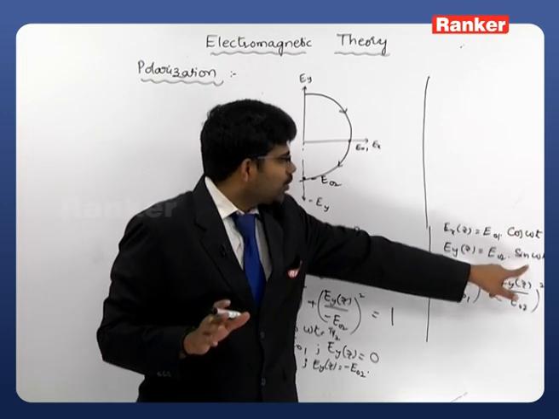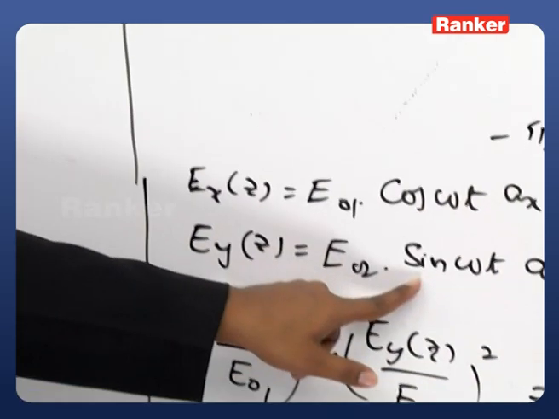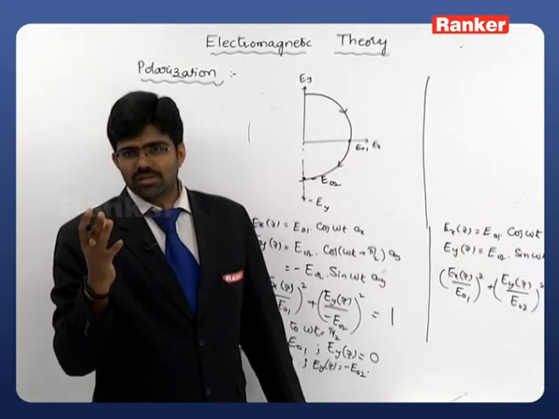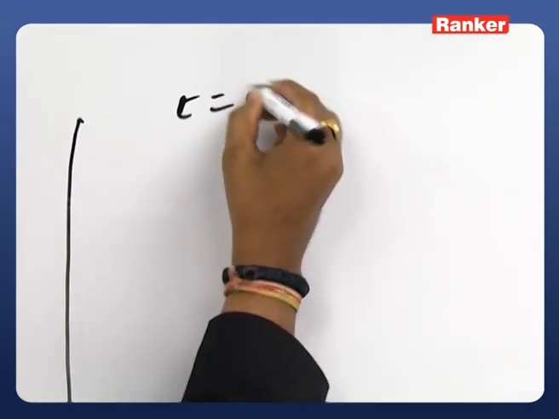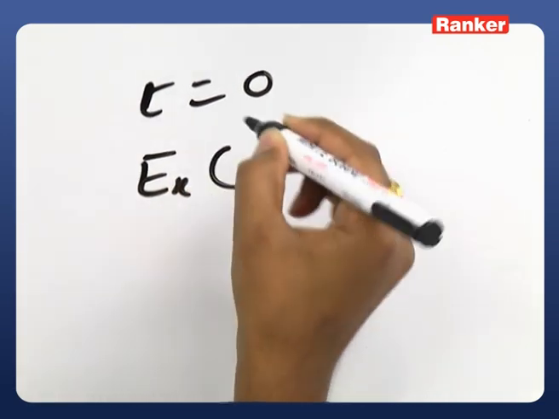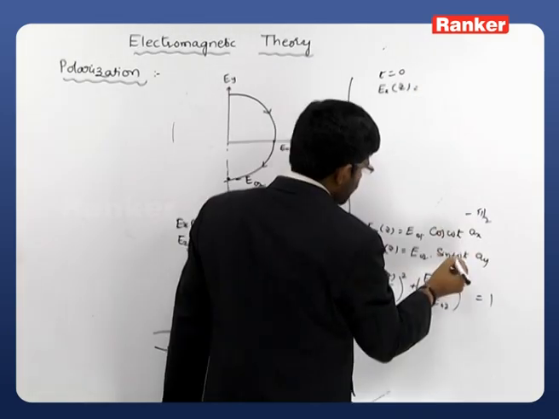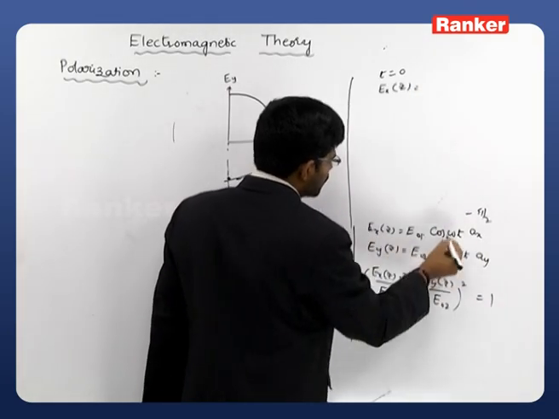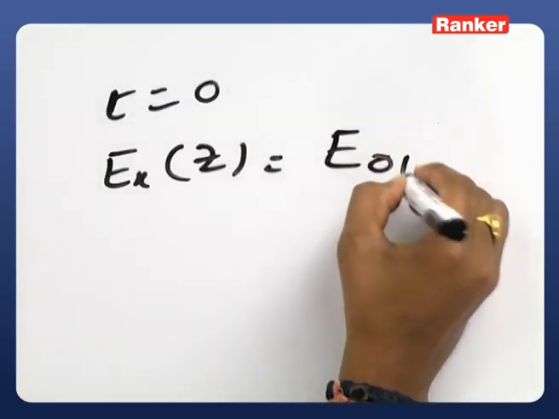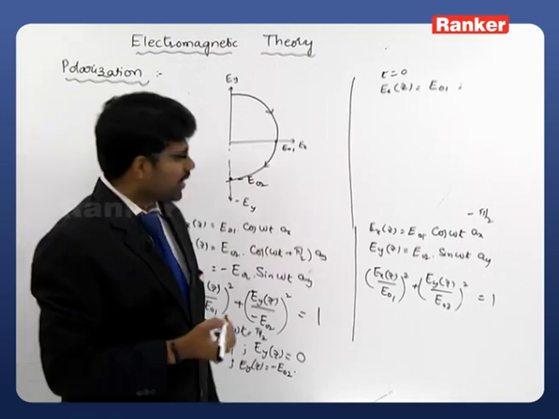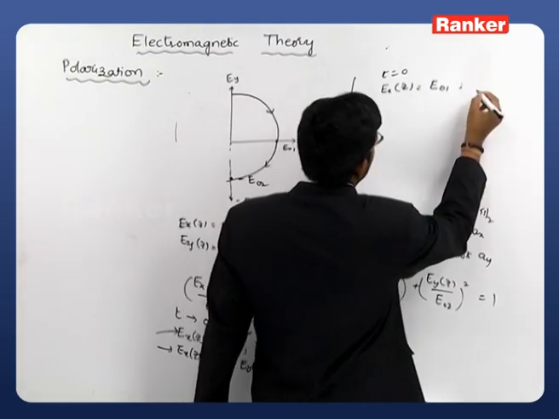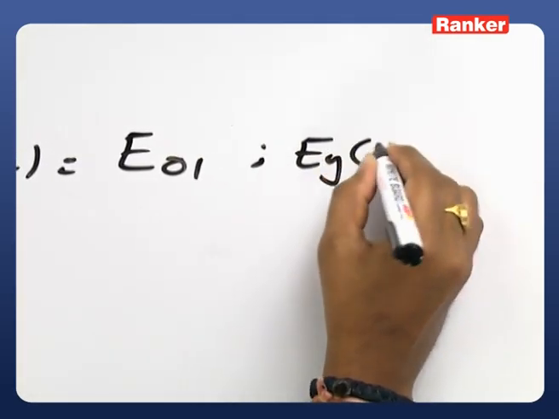In a similar fashion, observe the second one. For the minus pi by 2 case, what we do is observe by considering two different time slots. Let us take time t equals 0. At time t equals 0, what is Ex of z? If you substitute time t equals 0, Ex of z equals E naught 1. Here I am only considering magnitude, right. At the same time, at time t equals 0, what is Ey of z?